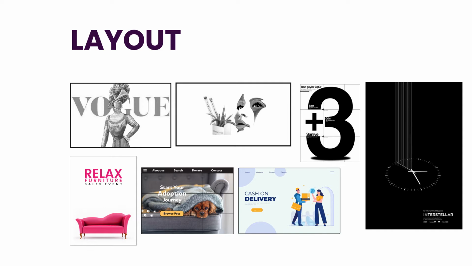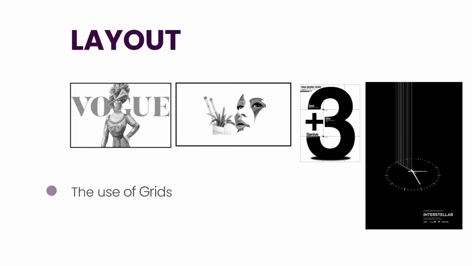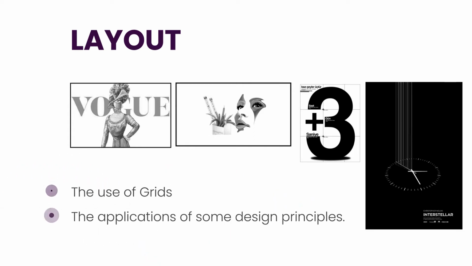A good understanding of layouts will help you understand which element should be bigger, which should be smaller, and where things should be placed. Now, there are different ways to do this, which we shall be considering. There are two broad ways. One is the use of grids. The other is from the angle of the application of some design principles. And that is what we shall get into now.